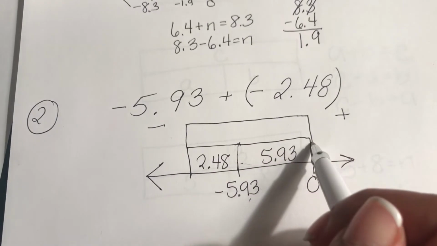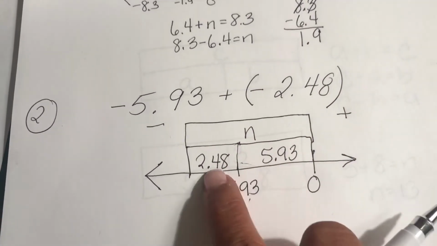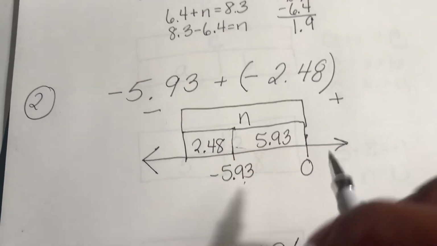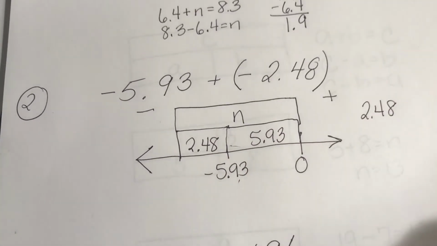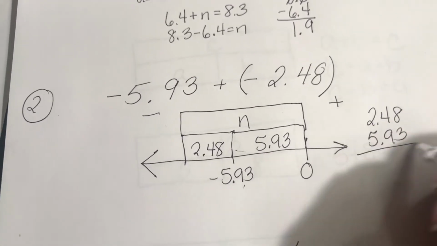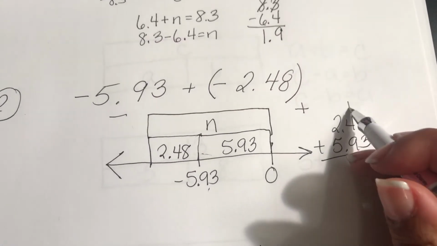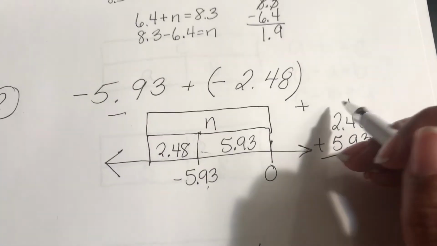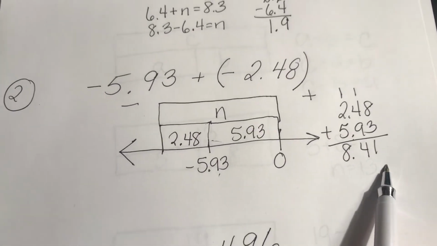So I already have two parts. I just have to figure out what this part is here. And I can take these two numbers and really add them together. So let's do that. 2 and 48 hundredths and 5 and 93 hundredths. My decimals are aligned. I don't need any placeholders. I can just add it up and get 8 and 41 hundredths.